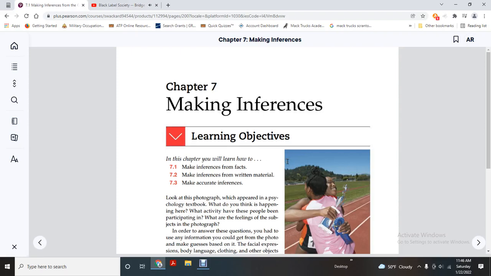Alright, Chapter 7, Making Inferences. Learning Objectives. In this chapter you will learn to make inferences from facts, make inferences from written material, and make accurate inferences.